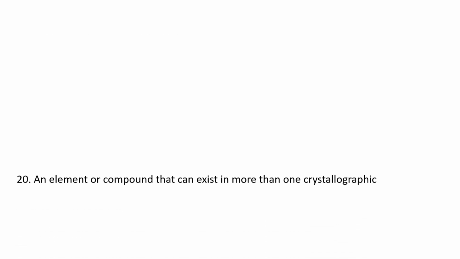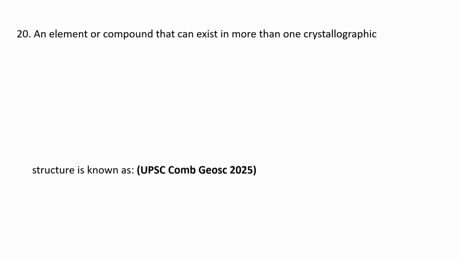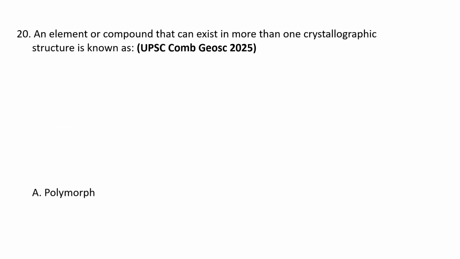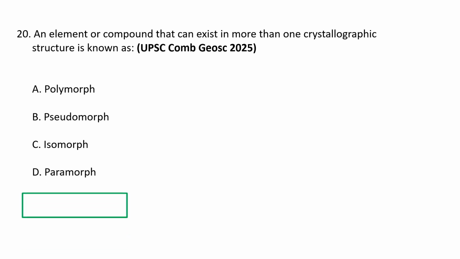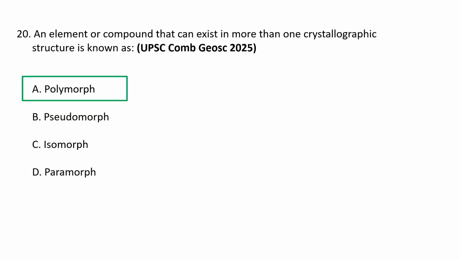Next question. An element or compound that can exist in more than one crystallographic structure is known as A. Polymorph, B. Pseudomorph, C. Isomorph, and D. Paramorph. Very straightforward question. An element or compound that can exist in more than one crystallographic structure is known as a polymorph. Polymorphism refers to the ability of a substance to crystallize into multiple different crystal structures, with each distinct structure considered as a polymorph of the original substance. A is the correct option.